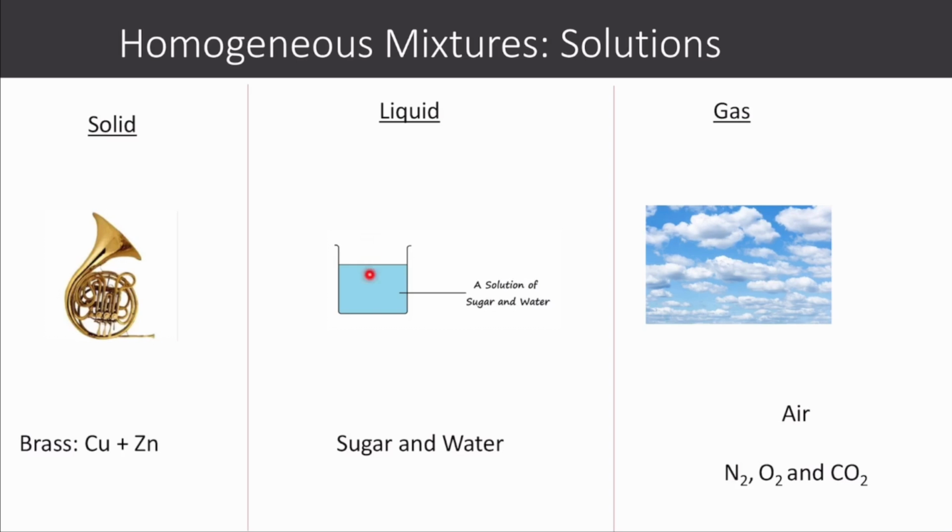For the case of liquids, we have sugar and water, which we already discussed. And for the case of gas, we have air, which is a homogeneous mixture composed of nitrogen gas, oxygen gas, and carbon dioxide gas.